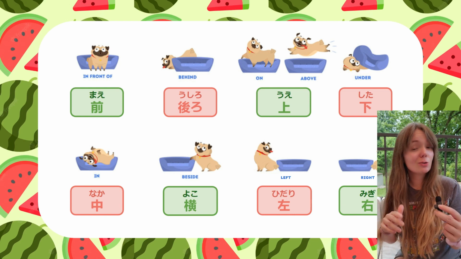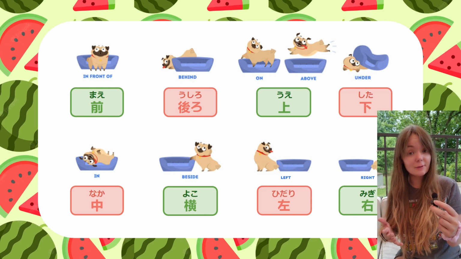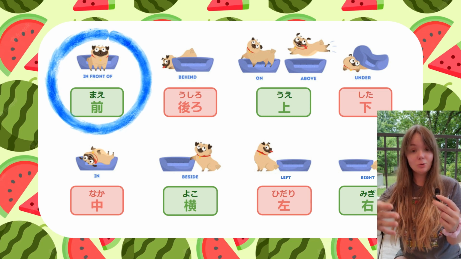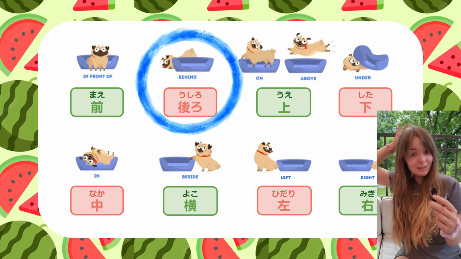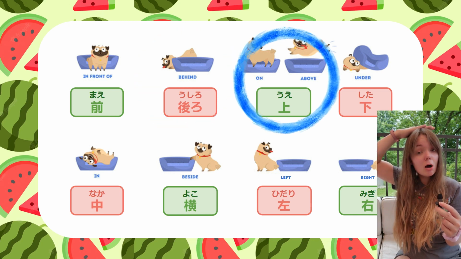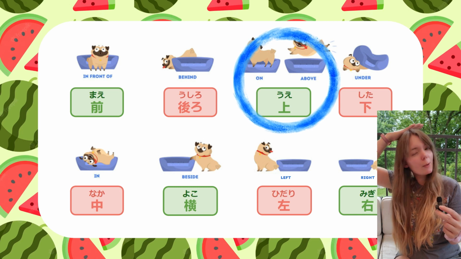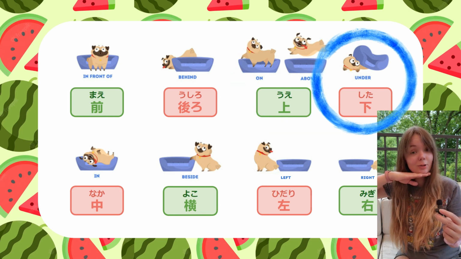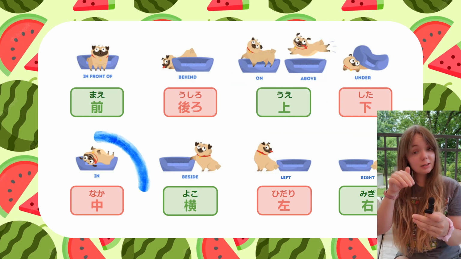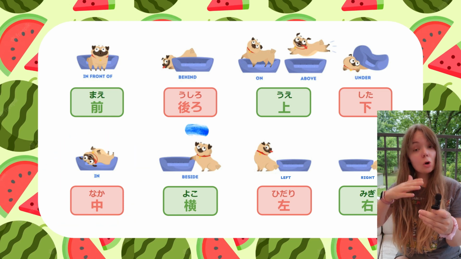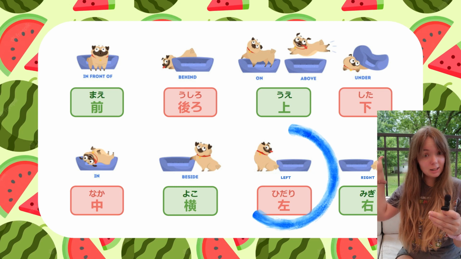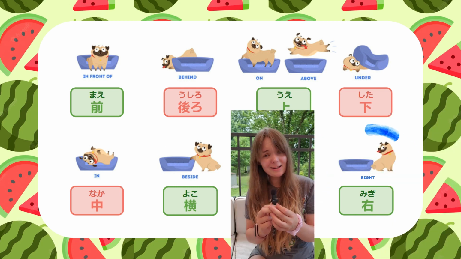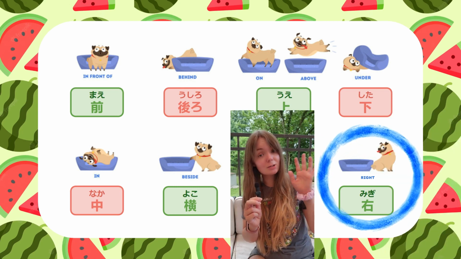The prepositions that you're going to need for the N5 are mae, which is in front, ushiro, behind, ue, which means on or above or on top of, shita, which means below or under, naka, which means inside, yoko, which means next to or beside, hidari, which means left, and finally, migi, which means right.